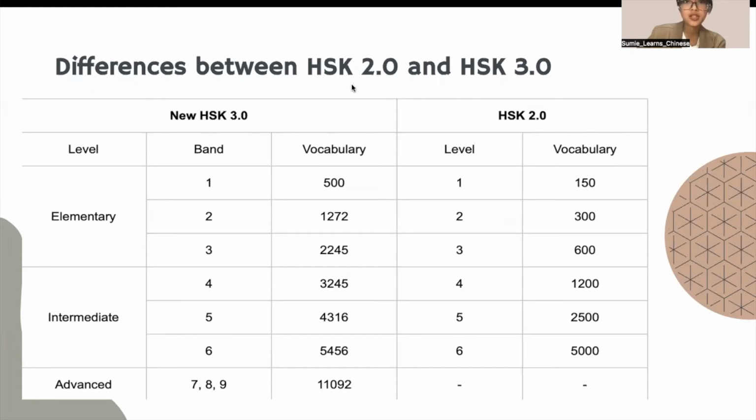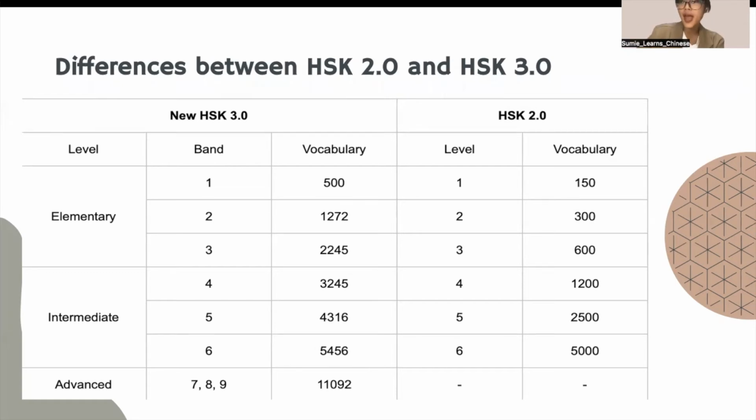There is a difference between HSK 2.0 and HSK 3.0. You can see in the new HSK, we have more vocabulary than HSK 2.0. And let's take the level 6, the band 6 as an example. In the past, we only needed to master 5,000 vocabulary, but now you have to master 5,456 characters or vocabulary on the same level. So it's totally different from before.